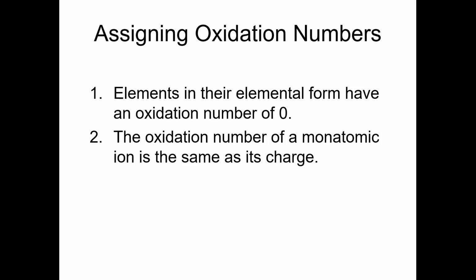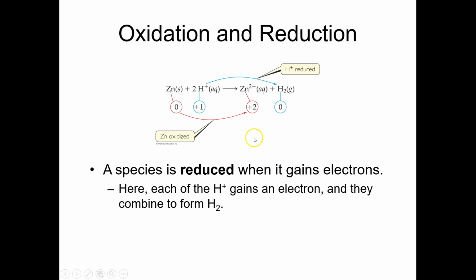And you'll notice that those two rules actually will allow us to assign oxidation numbers to this whole equation, because we have zinc over here and hydrogen gas over here in their elemental states, and so their oxidation numbers are equal to 0. And then we have zinc ions here and hydrogen ions here, and so their oxidation numbers are equal to their charges, in this case plus 1, in that case plus 2.